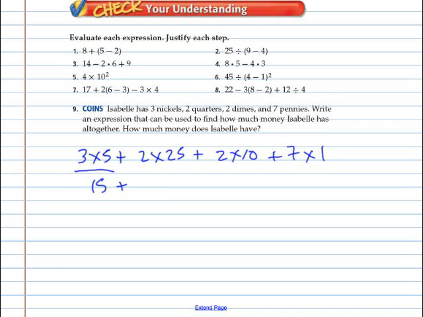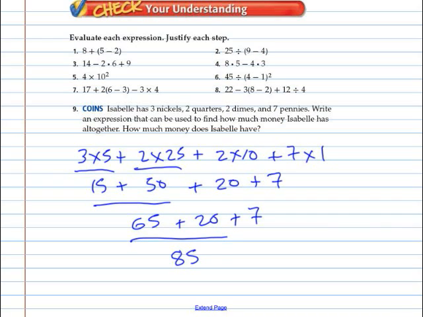So we have 15 plus 50 plus 20 plus 7, 65 plus 20 plus 7, 85 plus 7. How much money does she have? A rousing 92 cents.